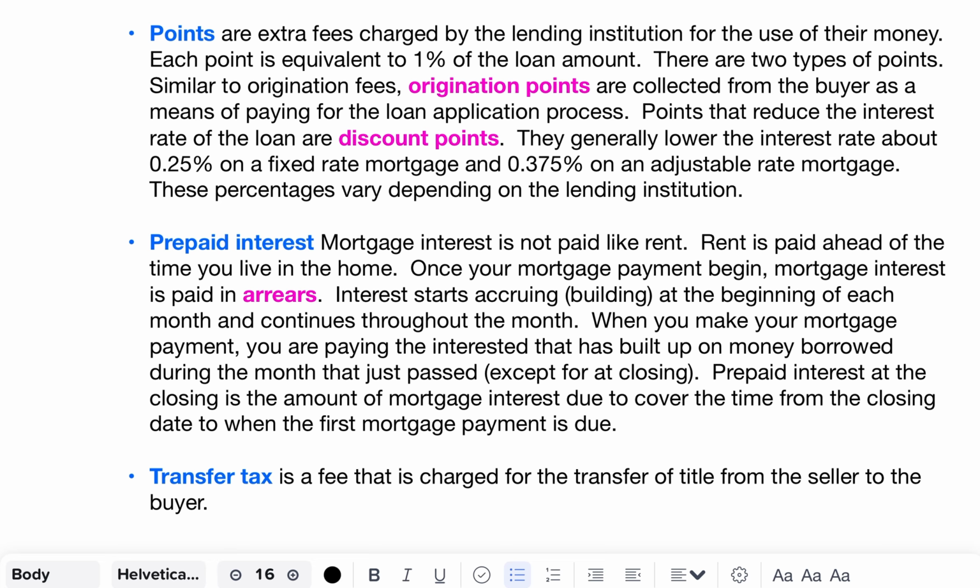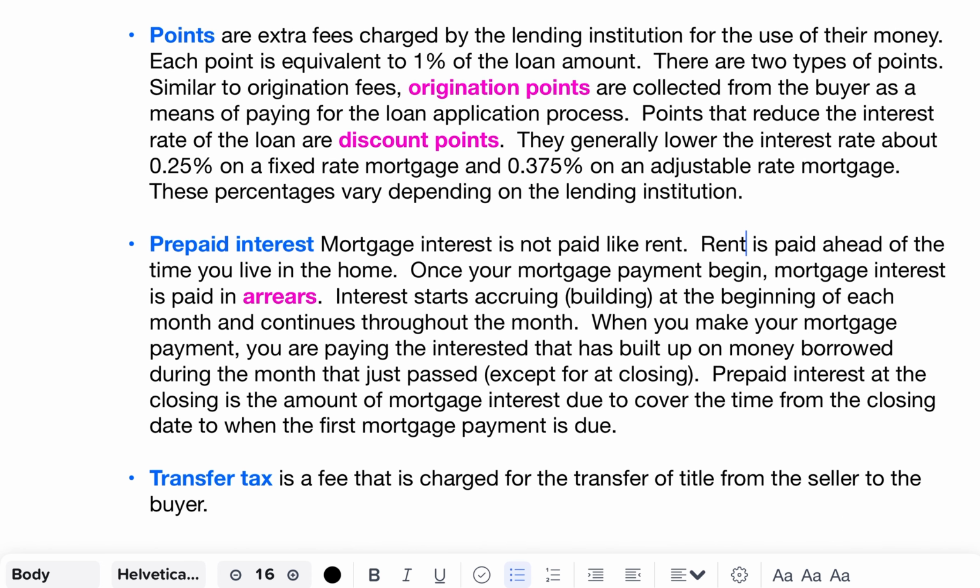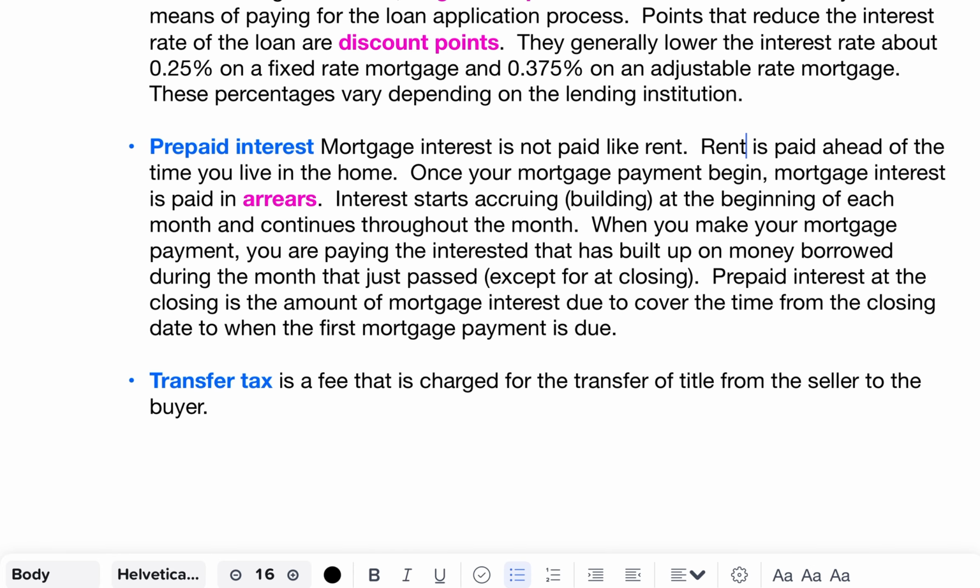Rent is paid ahead of time when you live in the home, but with a mortgage payment, the mortgage interest is paid in arrears. What that means is that interest starts accruing or building at the beginning of each month and continues throughout the month. And so when you make your mortgage payment, you're essentially paying the interest that has built up on money borrowed during the month that just passed, okay, except for at closing.